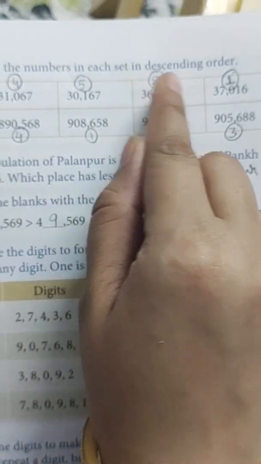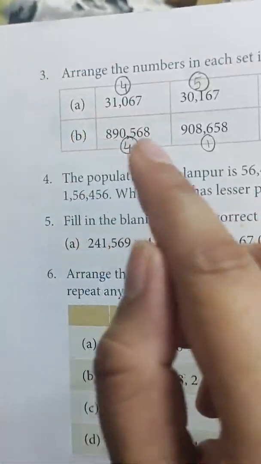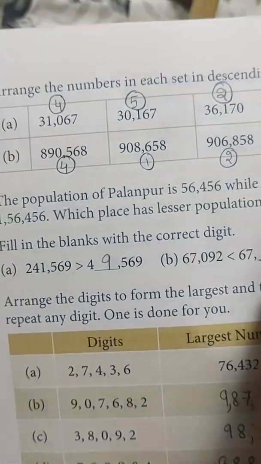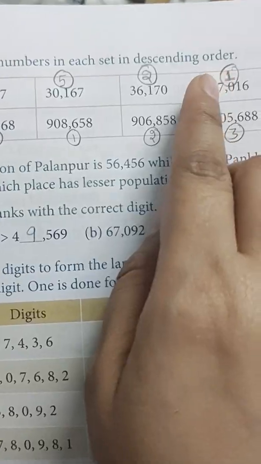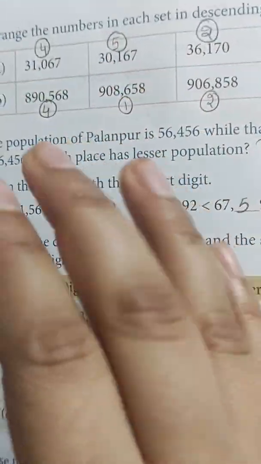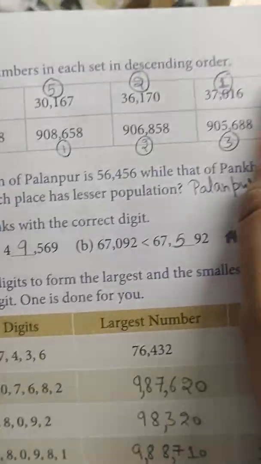Now the next question is that we have to arrange the numbers in each set in descending order. Two sets are given to you, and you have to compare and arrange each set in descending order. Descending order means you have to find out the biggest number first, then find the number smaller than that.